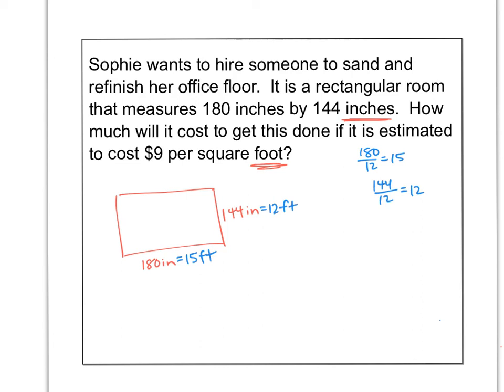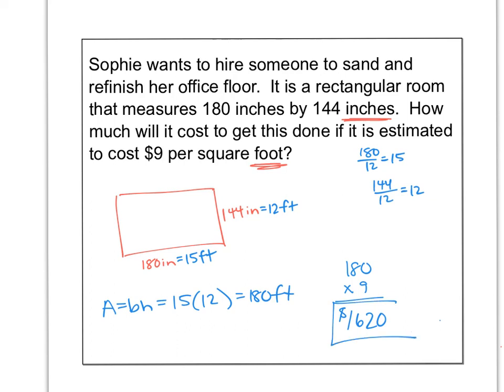So what I would do is just find the area in square feet. It's a rectangle, so it's going to be base times height. So it's 15 by 12. And if you multiply 15 times 12, you get 180 square feet. Well, that's the area, but we need to know how much it costs, and it costs $9 per square foot. So our last step is we just take 180 times 9, which is $1,620.